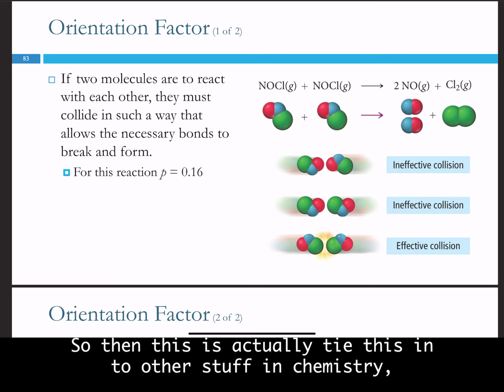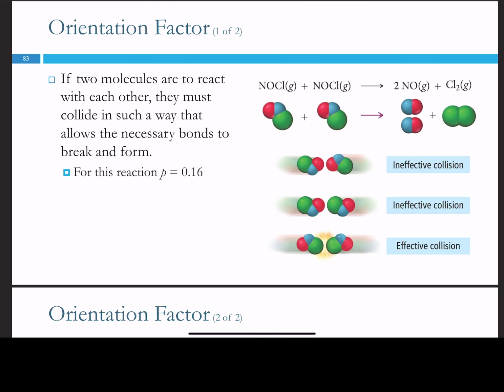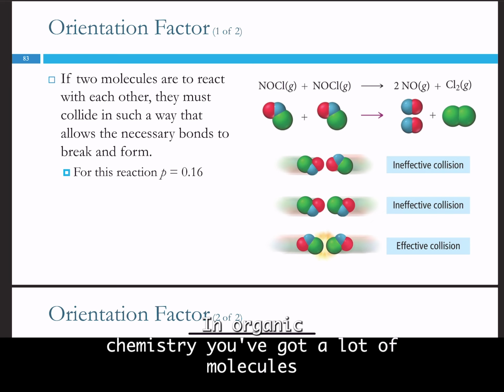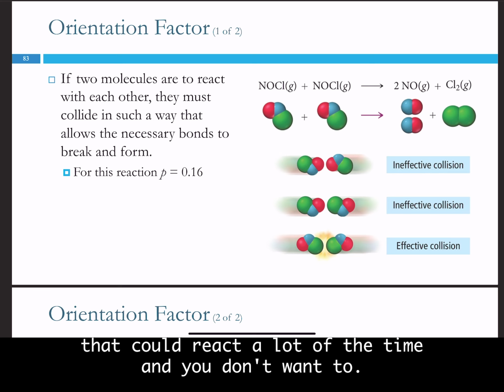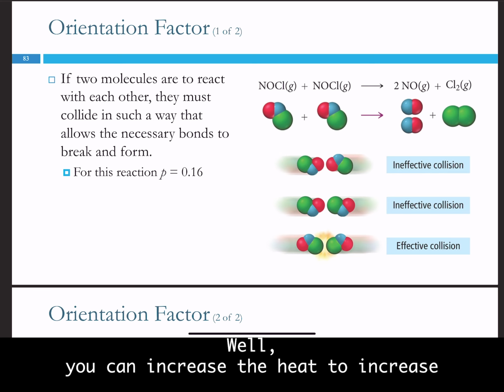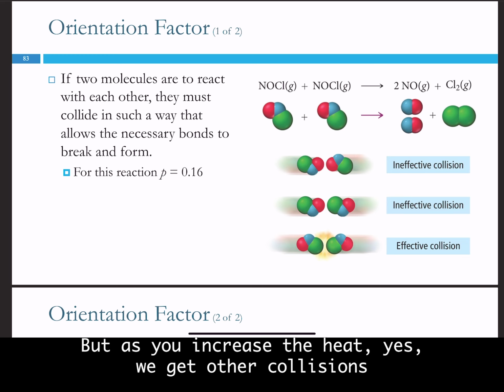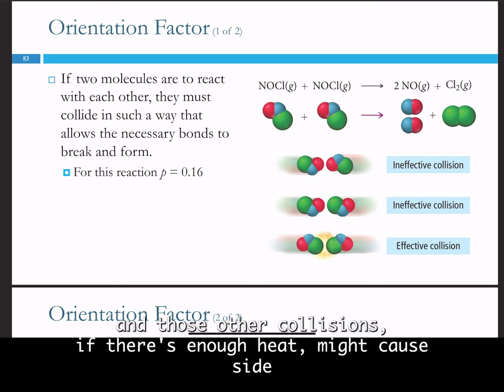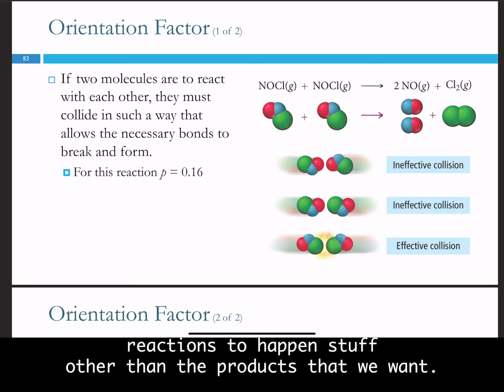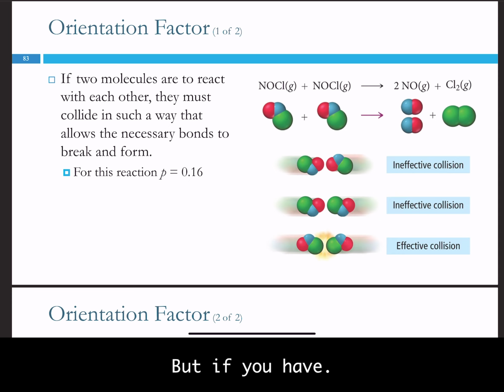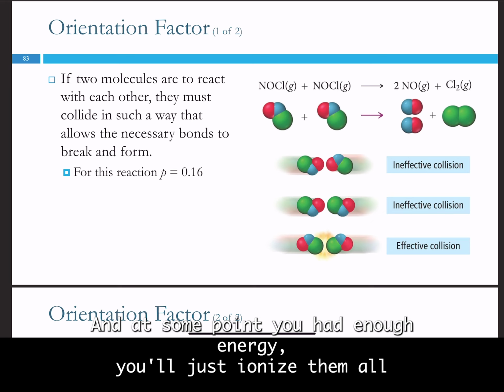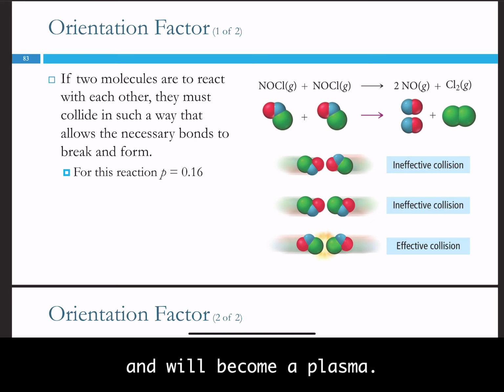So this ties into other stuff in chemistry, especially organic chemistry. In organic chemistry, you've got a lot of molecules that could react a lot of the time, and you can increase the heat to increase the speed of your reaction, save you some time. But as you increase the heat, yes, we get other collisions, and those other collisions, if there's enough heat, might cause side reactions to happen, stuff other than the product that we want. And at some point, if you add enough energy, you'll just ionize them all and it'll become a plasma. Just break all the bonds.